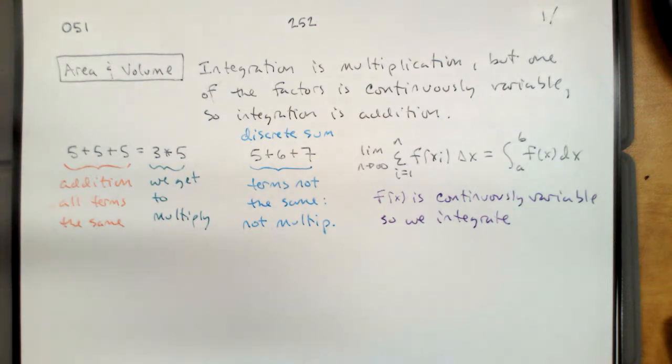In between, we have a discrete sum, 5 plus 6 plus 7. Here, we're doing addition, but the terms are not the same. So there's no multiplication available. We don't get to do multiplication. But what we have is a discrete sum. There's 3 terms: a 5, a 6, a 7. We're just adding up those 3 terms.